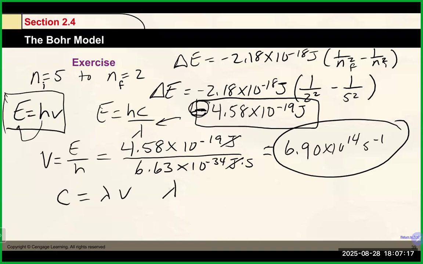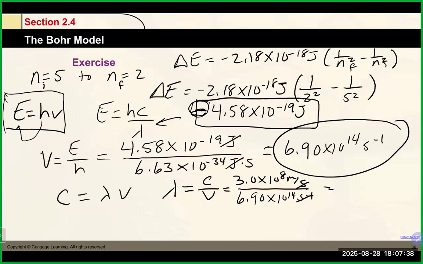So the wavelength here is going to be c divided by the frequency. So again, I'm going to use the 3 times 10 to the 8 meters per second. If you use the 2.997, you're good. And we're going to divide it by 6.90 times 10 to the 14 reciprocal seconds. Here, the seconds are actually going to cancel out, and the answer I'm going to get is actually going to be in meters.